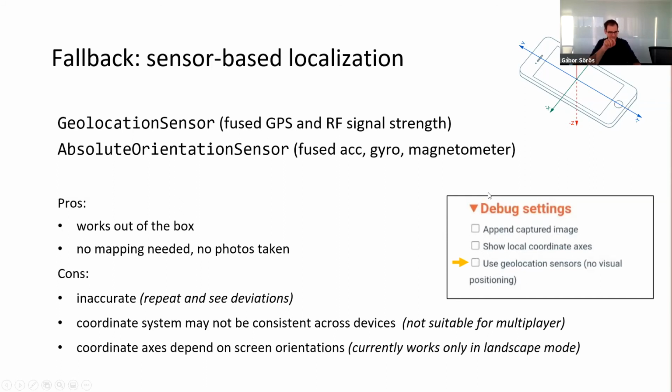But on the bottom part of the dashboard, there are these debug settings, and you can choose this geolocation sensor. And then this will overwrite anything, or it will actually jump back from the localization call, and no image will be sent.